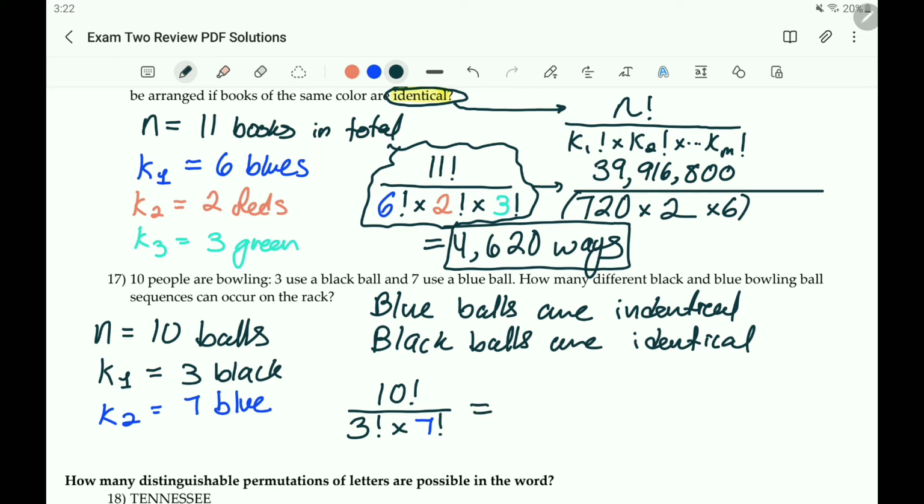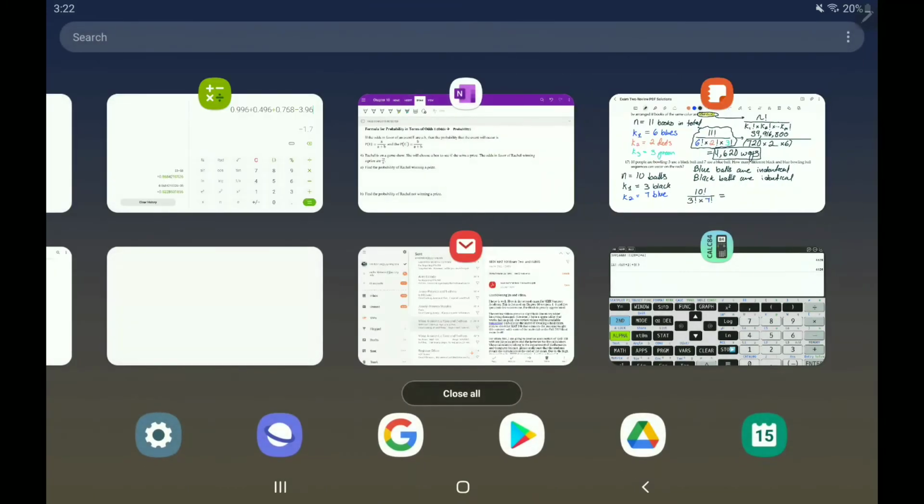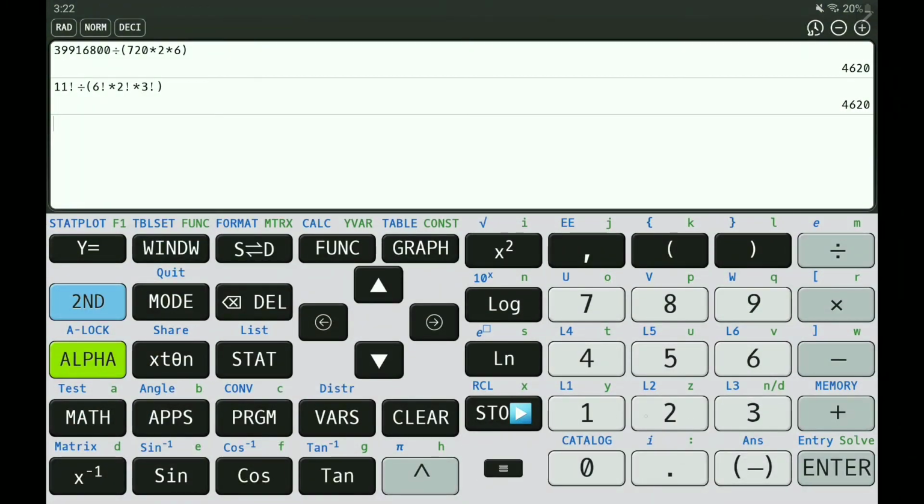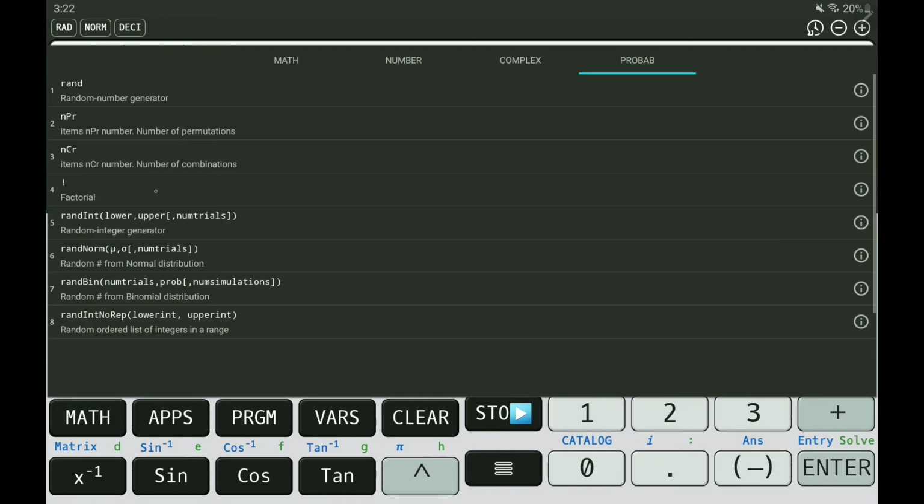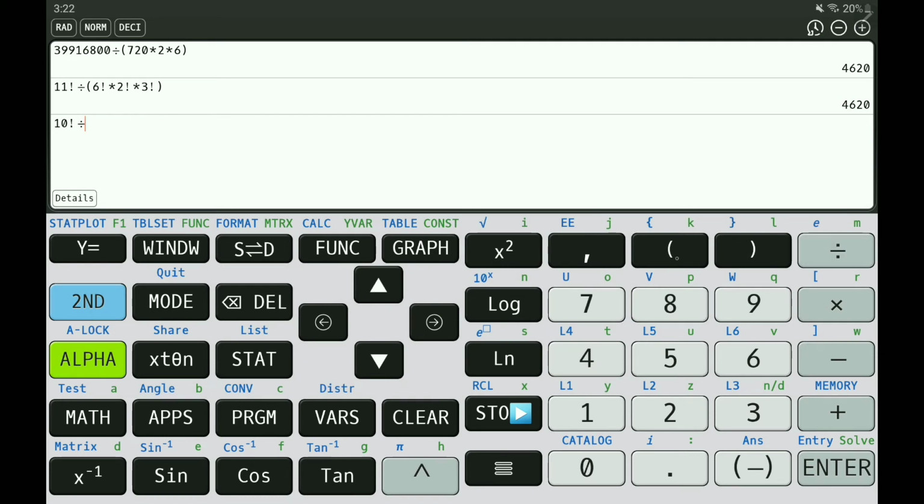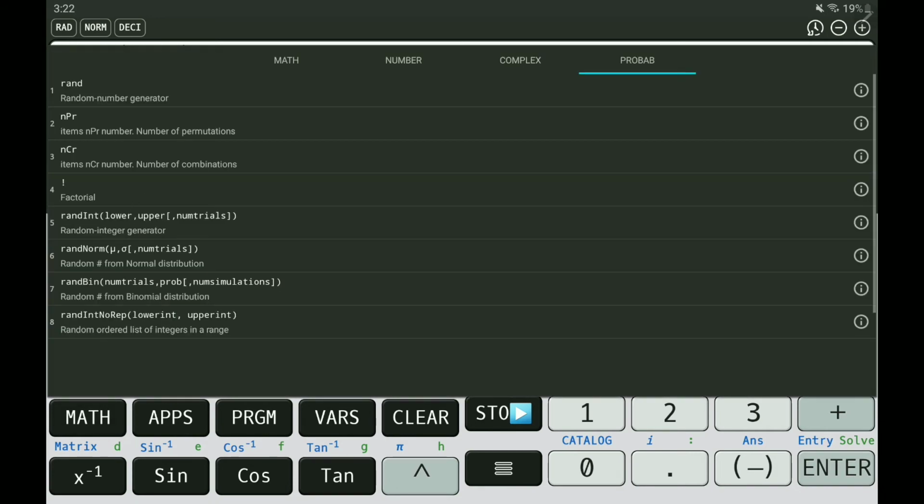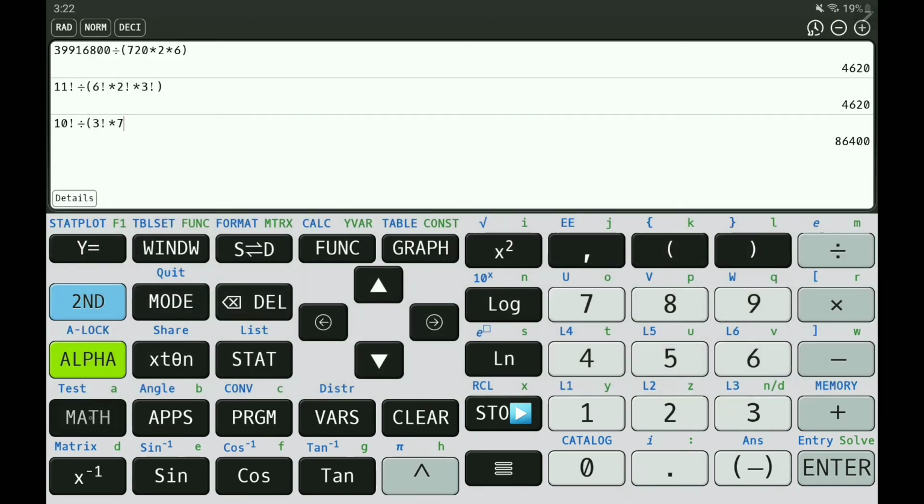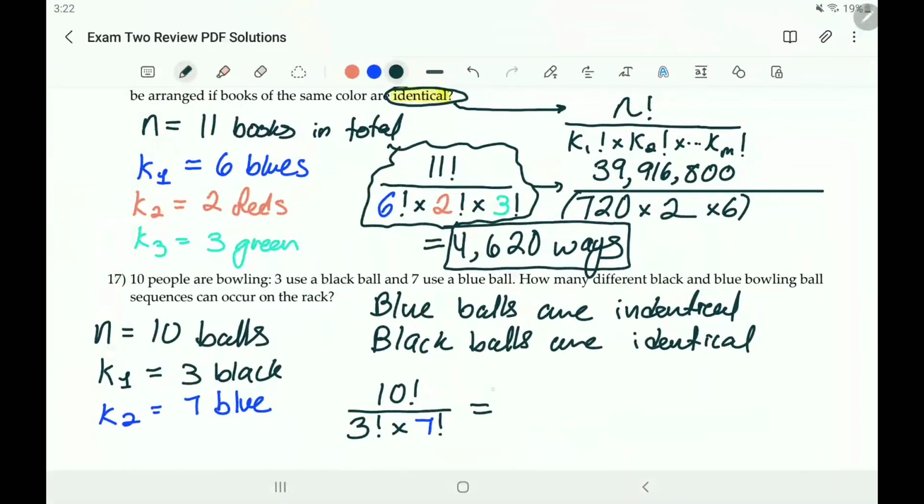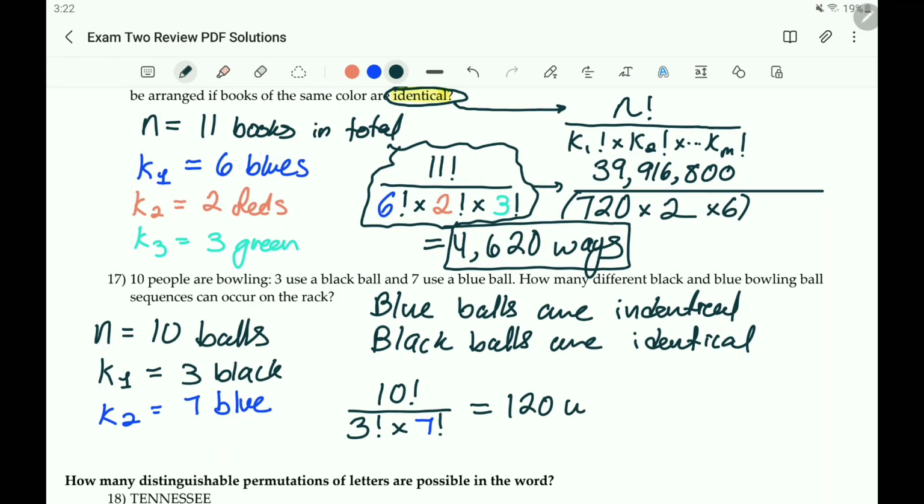And we can now go back to our calculator and use the factorial operation. So 10 factorial, you want to go to math, hit your factorial, divide in parentheses, please, 3 factorial times 7 factorial. And that equals 120. And there you go.